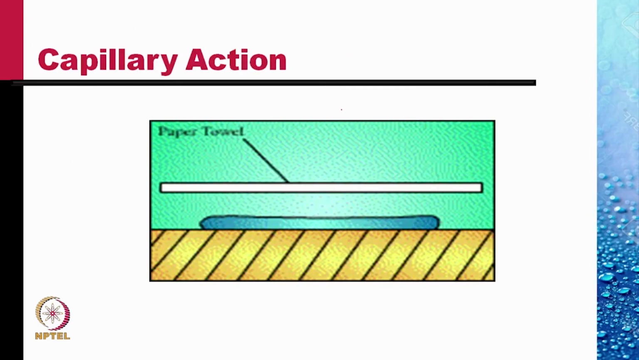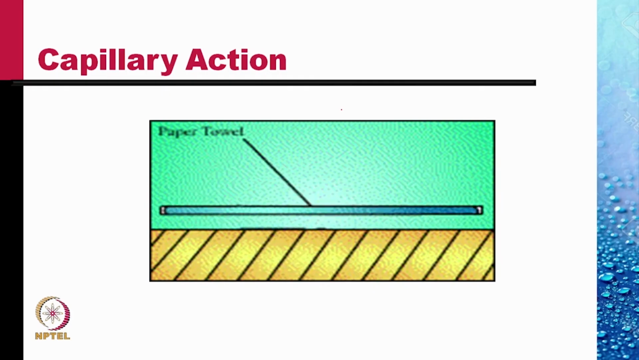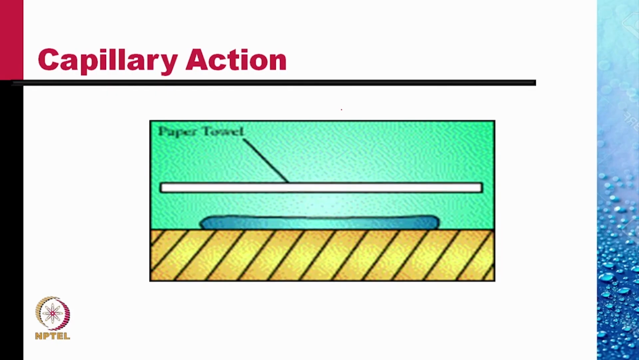Another consequence of surface tension is the capillary action. Here you see there was a droplet of water on a surface, on a table top, and if a paper towel is brought in contact with this, the water is soaked up by the paper towel. What pulls up this water? It is the force of surface tension.